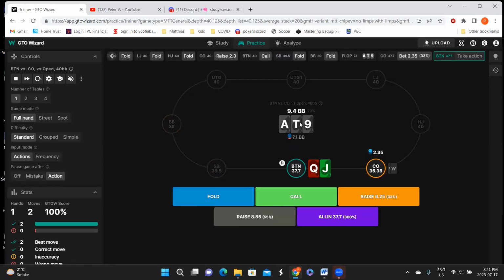All right, monotone board, ace 10-9, facing a lead from the cutoff. I don't think there's anything to do but call here. Do you guys think anything to do? Yeah, I don't think we can fold and call. Yeah, just call. Okay, so now we're going to get into range interaction.